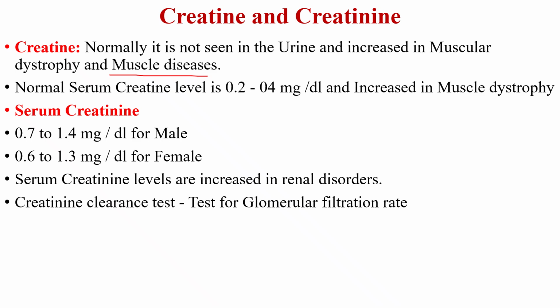The normal serum creatine level is around 0.2 to 0.4 mg per deciliter, and I already told you it is increased in muscular dystrophy. In dystrophy, the rhythm of a muscle is lost. Dystrophy means the rhythm is lost. In serum creatinine, the normal level is 0.7 to 1.4 in the male and 0.6 to 1.3 in the female. The lower amount of creatinine in the female is due to less muscle mass, because the male has more muscle mass when compared to the females.